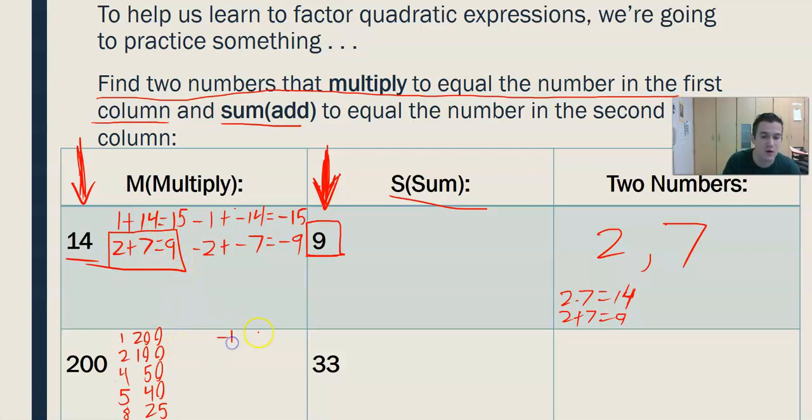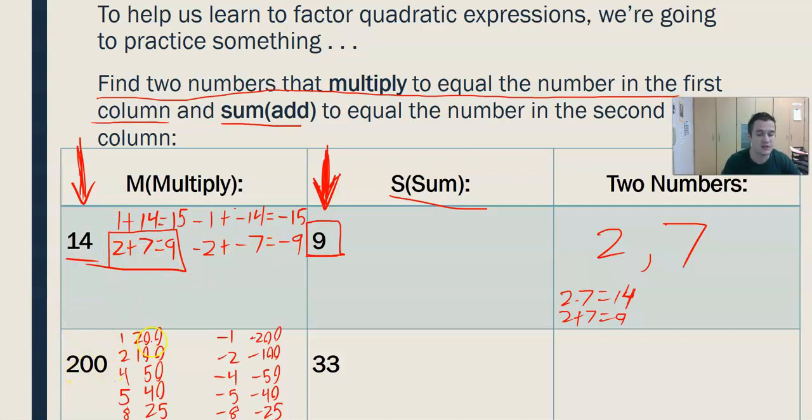Also, there would be -1 and -200, -2 and -100, -4 and -50, -5 and -40, -8 and -25. All of those would multiply to make 200. There's a lot of factors. When in doubt, go through with your calculator. You can use your phone calculator or Desmos calculator.